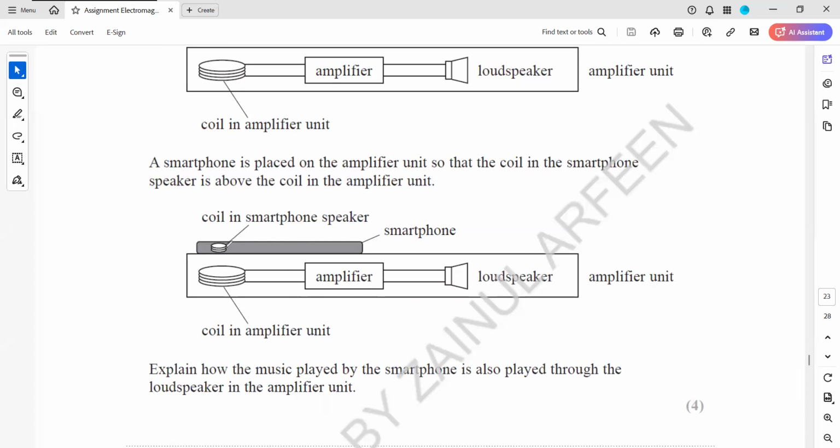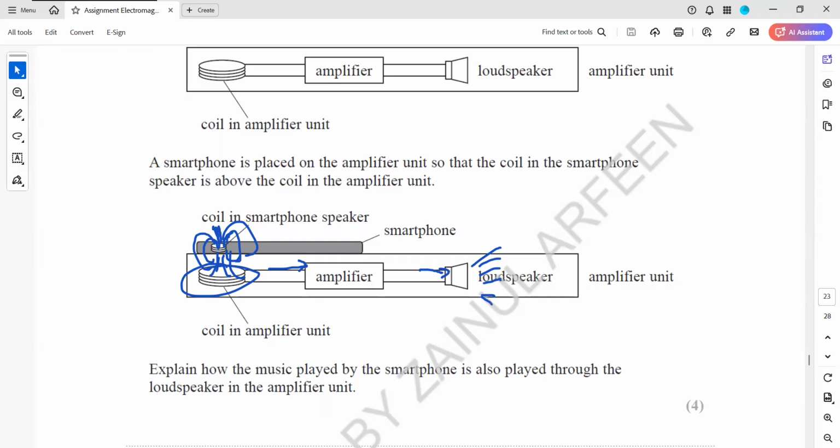There's a current in the smartphone, and that current is producing a magnetic field. These magnetic field lines are also passing through the coil in the amplifier unit. So when the current in the smartphone changes, the magnetic field will also change. And due to the change in magnetic field, that induces EMF. And when the circuit is closed, that produces a current, and that current is amplified and fed into a loudspeaker that will produce the sound. So that's how this amplifier unit works.